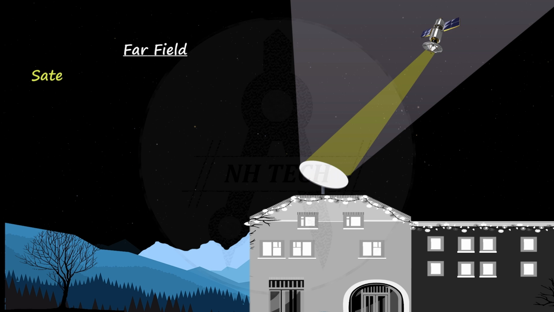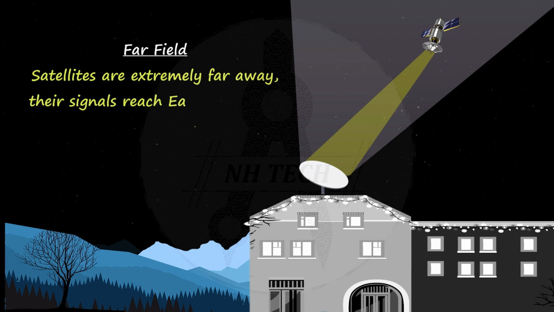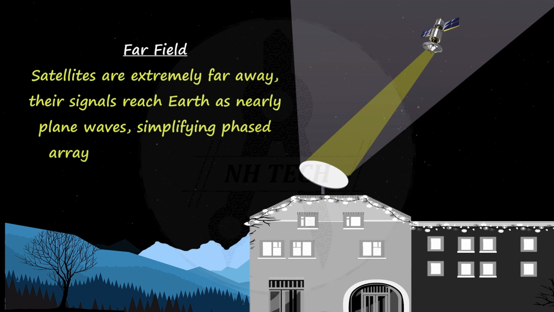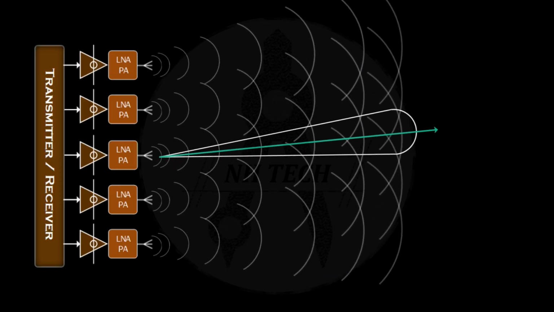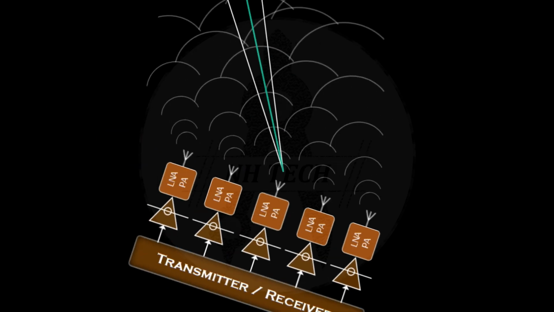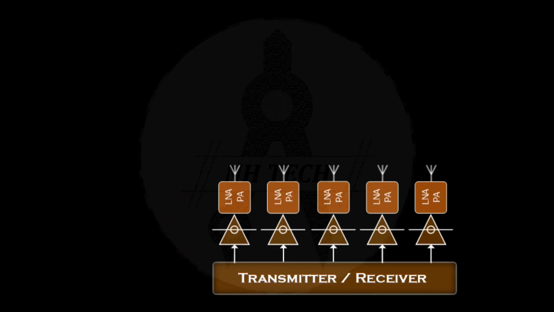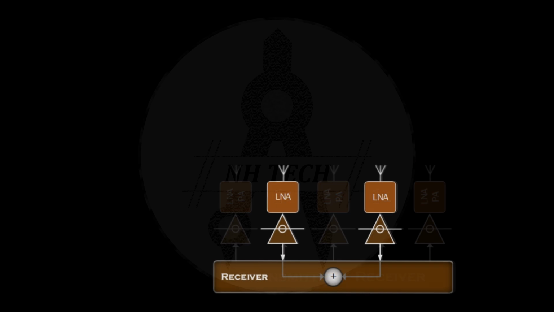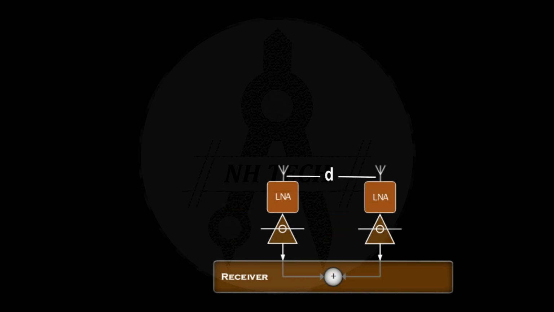This concept is particularly important in satellite communications because satellites are located extremely far from the Earth. By the time their signals reach a receiving antenna, the wavefronts are essentially plane waves rather than spherical waves. This allows us to analyze the received signals using simple geometric relationships. Now let's see how this helps us understand beam steering. For simplicity, consider a phased array consisting of only two antenna elements separated by a distance, d.